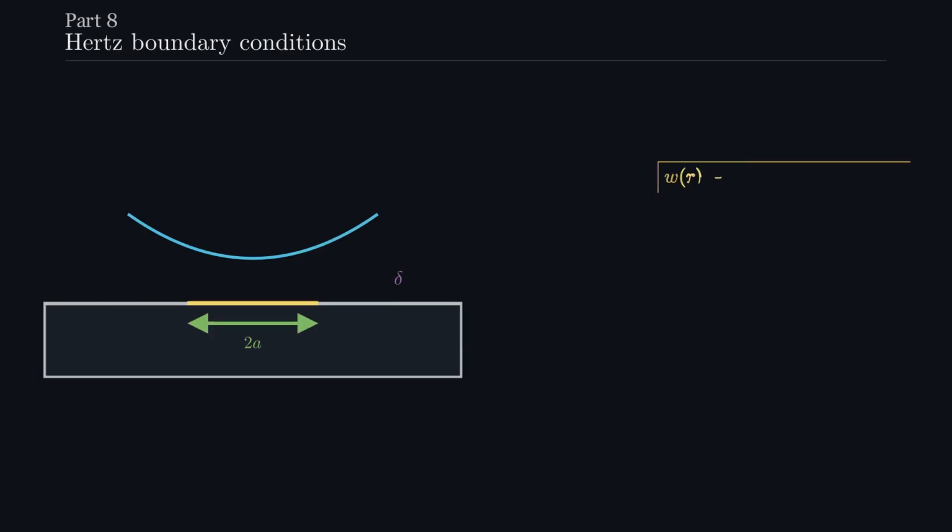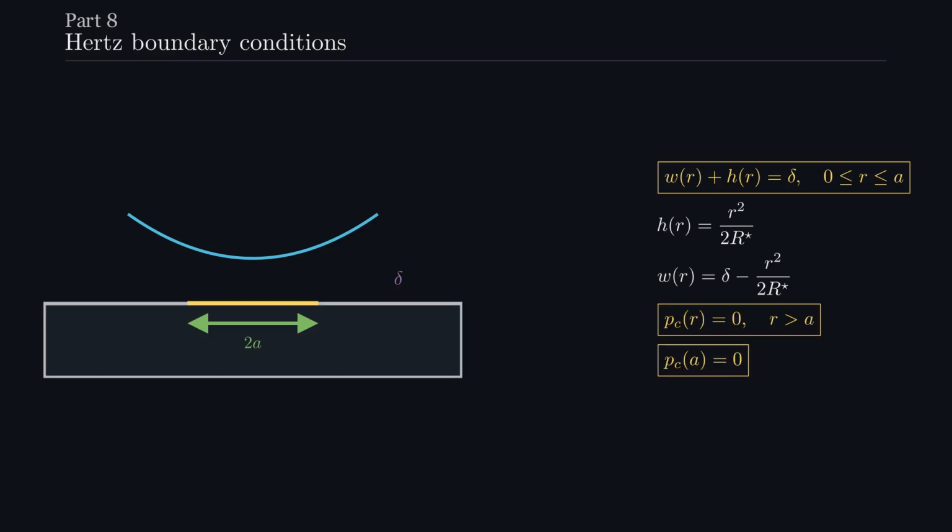Inside the contact, the elastic displacement plus the original geometric gap must equal the indentation. Outside the contact, there is no pressure. For a smooth non-adhesive contact, the pressure vanishes at the contact edge. The radius a is an unknown free boundary.